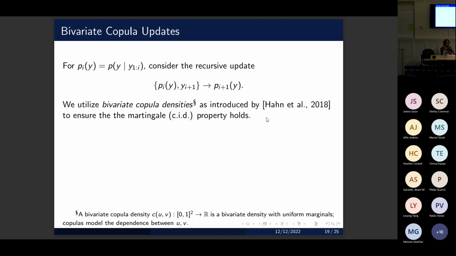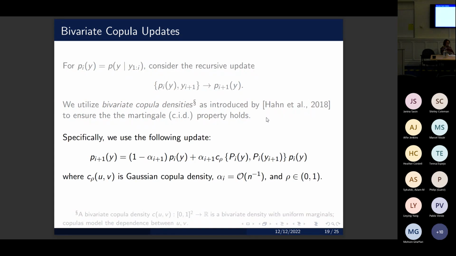What we're actually going to use here is a bivariate copula update, which is really nice because it ensures that the martingale property holds, so the fact that it's coherent is guaranteed. Specifically, the bivariate copula density is a bivariate density with uniform marginals. What's really nice about it is that it models dependence between two inputs. And so specifically, we're going to be using the update shown here.